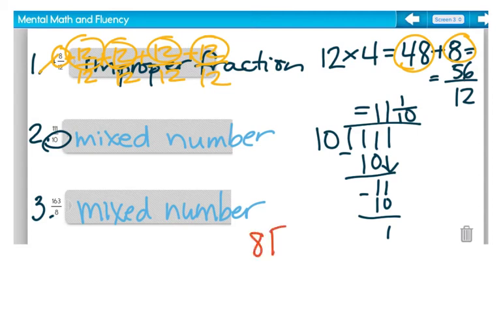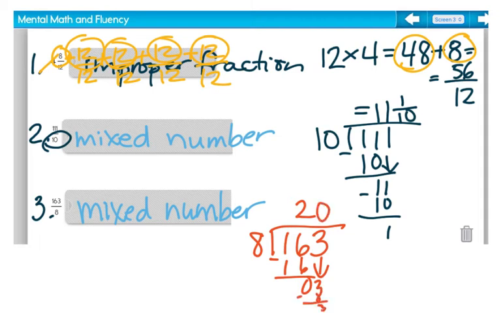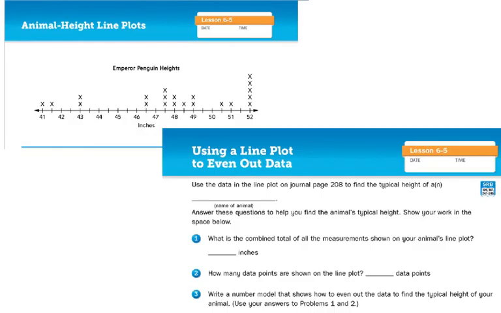And how many eighths are there in 163? Well, 8 goes into 16 twice. 8 goes into 3 0 times. Our remainder is 3. Our denominator never changes. 20 and 3/8. We're going to go ahead and move into our math journal.